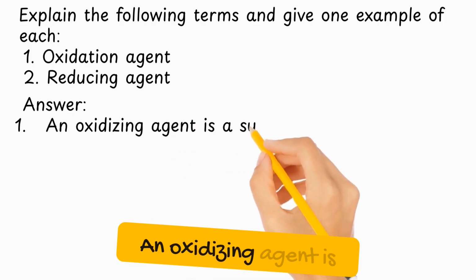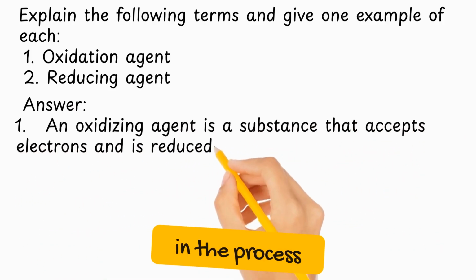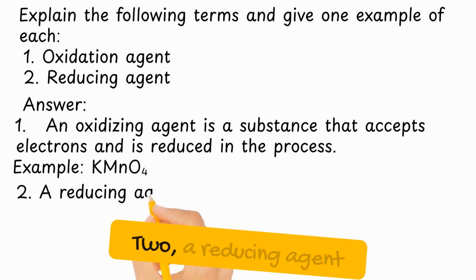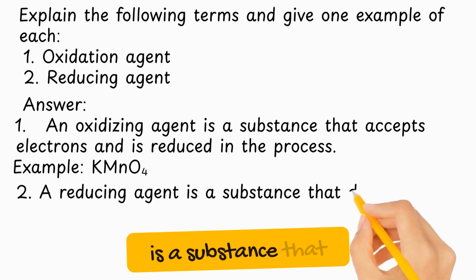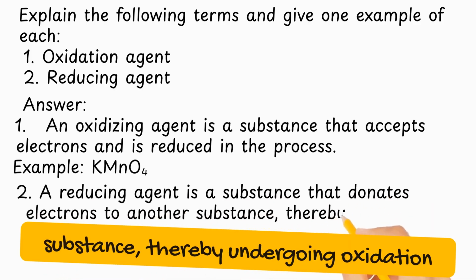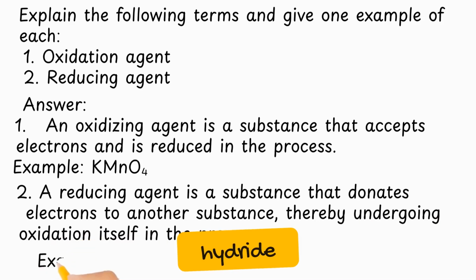Answer. 1. An oxidizing agent is a substance that accepts electrons and is reduced in the process. For example, potassium permanganate. 2. A reducing agent is a substance that donates electrons to another substance, thereby undergoing oxidation itself in the process. For example, lithium aluminum hydride.